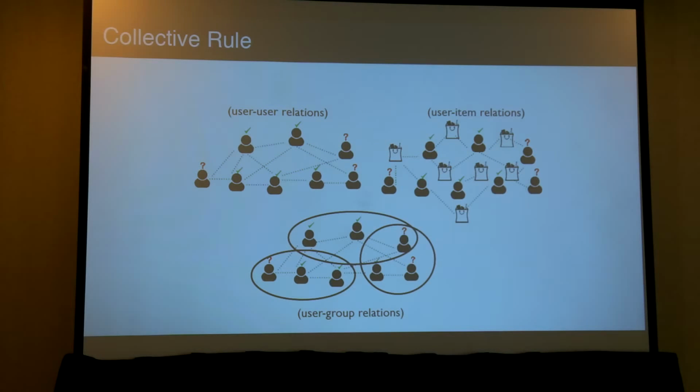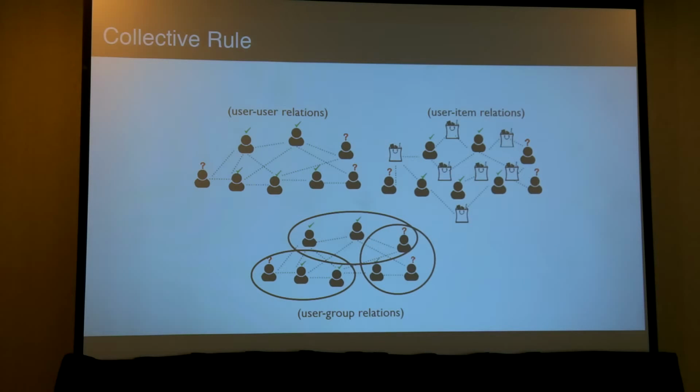Another source of information, which is actually the main reason that we can use PSL, is collective rules. It's the relations between users. So for the weather example, the relation was just the nearest cities. So distance between the cities, we consider it as a relation between two nodes.